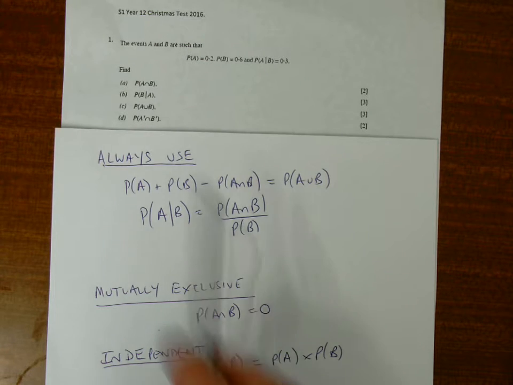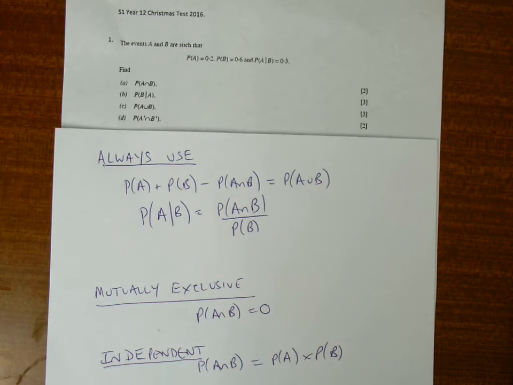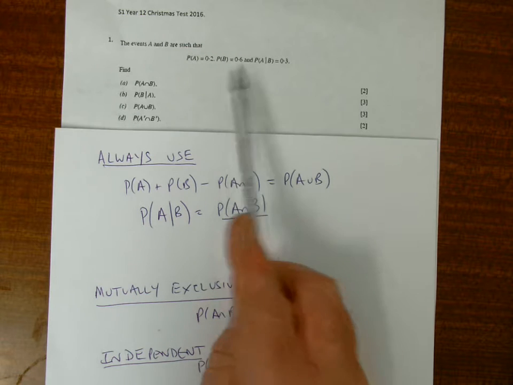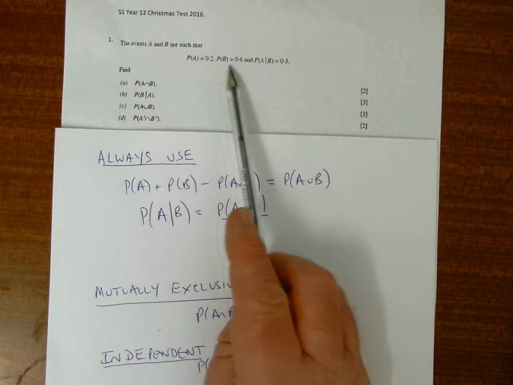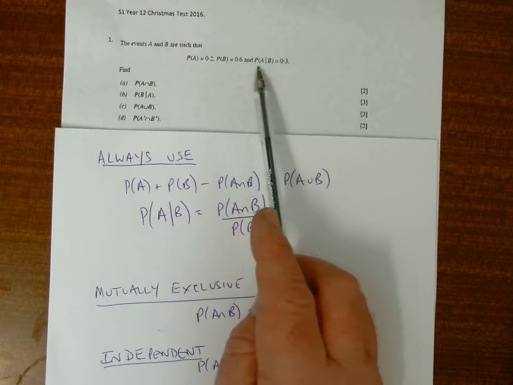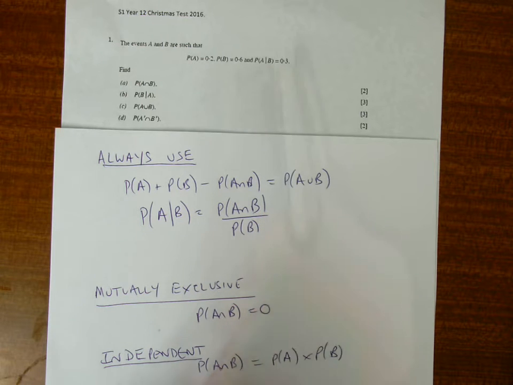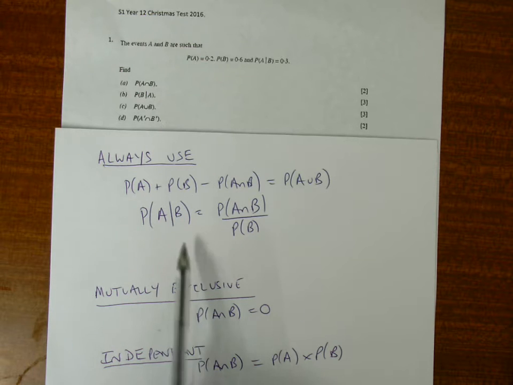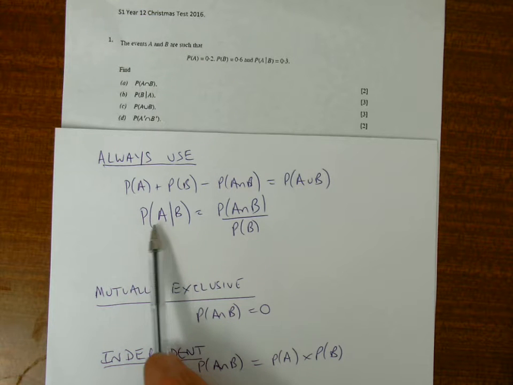Okay, so when I read the question there, I don't see anything mentioned there about mutually exclusive or independent, so I'm not able to use either of the last 2 equations. So I'm down to using these first 2 equations. Okay, so I'm told probability of A is 0.2, probability of B is 0.6, and the probability of A given B is 0.3. So the equation that's going to kickstart this question is by using the second equation here, the probability of A given B.